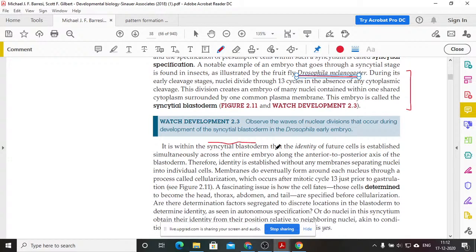This happens simultaneously across the entire embryo along the anterior to posterior axis. The syncytial blastoderm is formed, and then the anterior end, which is the head, and the end of the abdomen, which is the posterior end, have their identity established. Depending upon this, in the syncytial blastoderm, head structures, middle structures and posterior structures are formed in insects. Let us first have a look at what Drosophila development looks like.